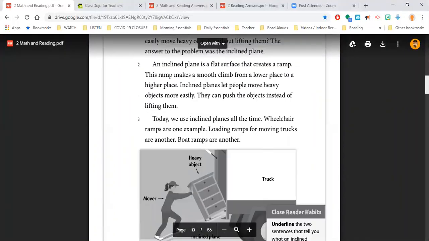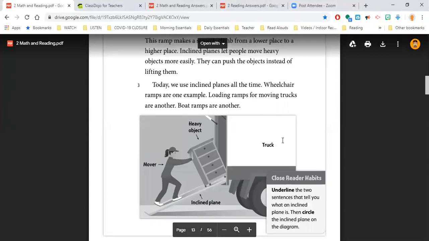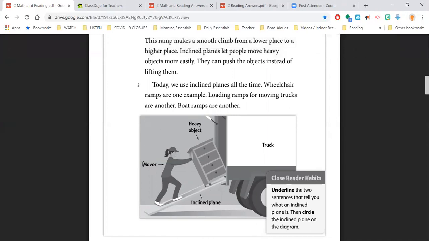You'll notice as you scroll down, when you get down here to the picture, notice that the picture or diagram below has things labeled and then has some close reader habits here. It says underline the two sentences that tell you what an inclined plane is. So you'll go back up to the reading. You're going to find the two sentences that tell you what an inclined plane is. So make sure you do that before you go on with the rest of the work.